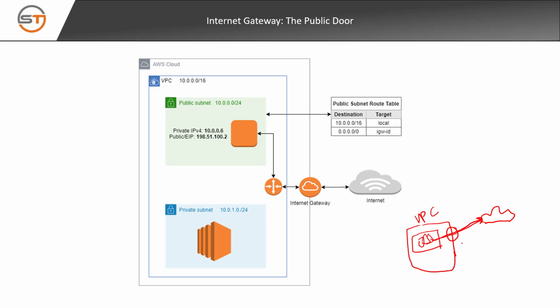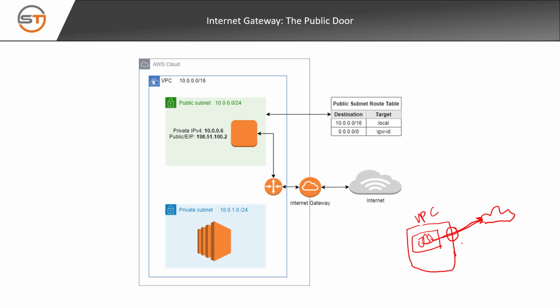An internet gateway serves two purposes: to provide a target in your VPC route table for internet routable traffic, and to perform network address translation for instances that have been assigned public IPv4 addresses. In our last video, we discussed how network address translation works.